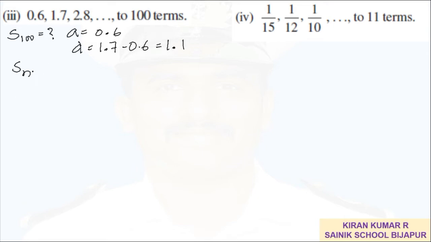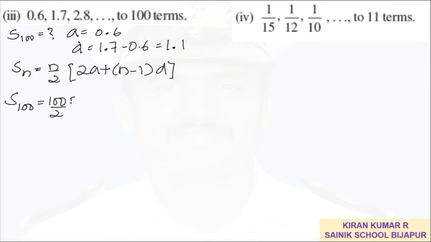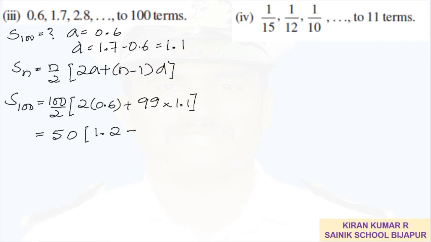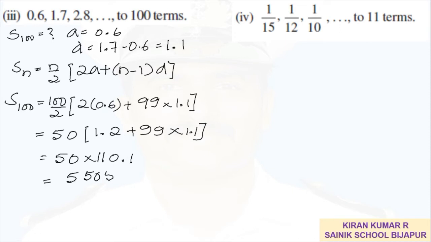Therefore, by using the formula Sn is equal to n by 2 times of 2a plus n minus 1 into d, I need to substitute to find the 100th terms. It is 100 by 2 times of 2a, 2 times of 0.6 plus 100 minus 1 is 99 multiplied to 1.1. This will be 50 multiplied to 1.2 plus 99 into 1.1. When we simplify this part, it is 110.1. Yes, it is 50 times of 110.1. On multiplication we get it as 5505. This will be the sum of first 100 terms.